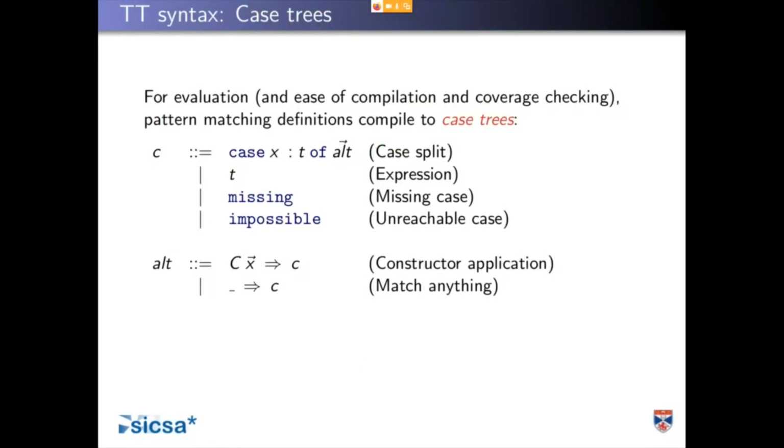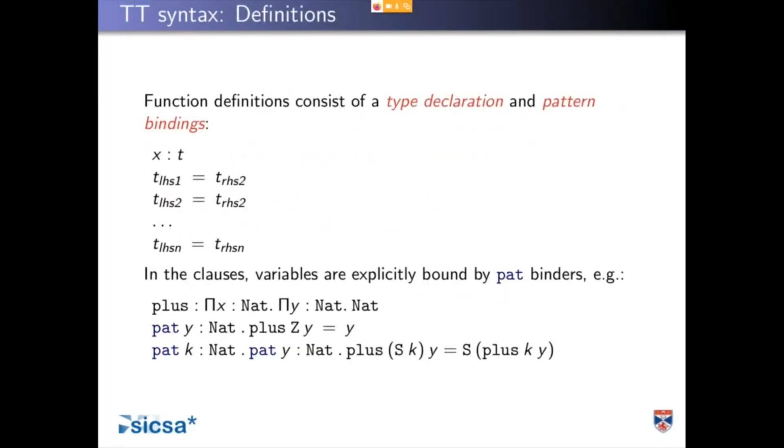The thing we saw earlier, the one where you had this path binder and this path y plus z y, is not real TT syntax. This is real TT syntax, but it's not something that we can easily evaluate. In order to evaluate things, in order to do anything interesting, we need to turn these definitions into something that's easier to evaluate. That's where the case trees come in.